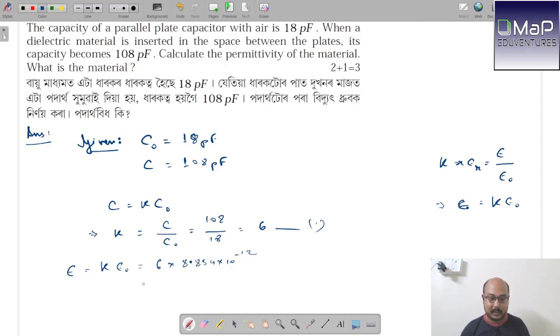The value we get is 5.31 into 10 to the power -11 farad per meter. This is the SI unit.